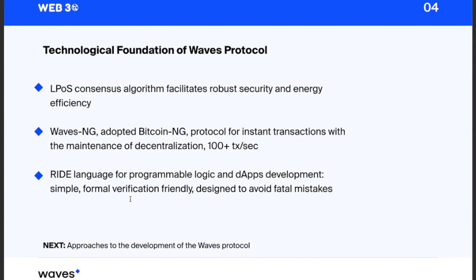As a decentralized platform, a major issue is always speed and retaining decentralization. But with the Waves NG protocol, which was adopted from the Bitcoin NG and improved, it is able to actualize instant transactions and maintain decentralization. Even as at the point of this tutorial, Waves is running on 100 plus transactions per second, and that's scalable so far. And the team is continually working to see how to improve this speed.